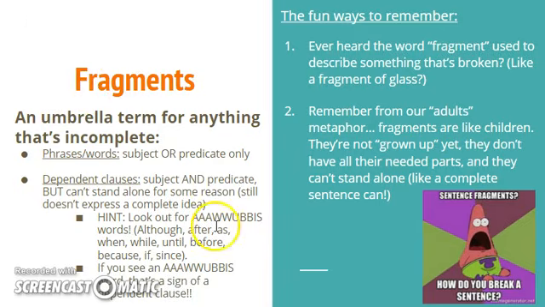If all that grammar is hard to think about, remember our adults metaphor. Fragments are like children. They're not grown up yet. They don't have all their needed parts to succeed in life, and they can't stand alone.